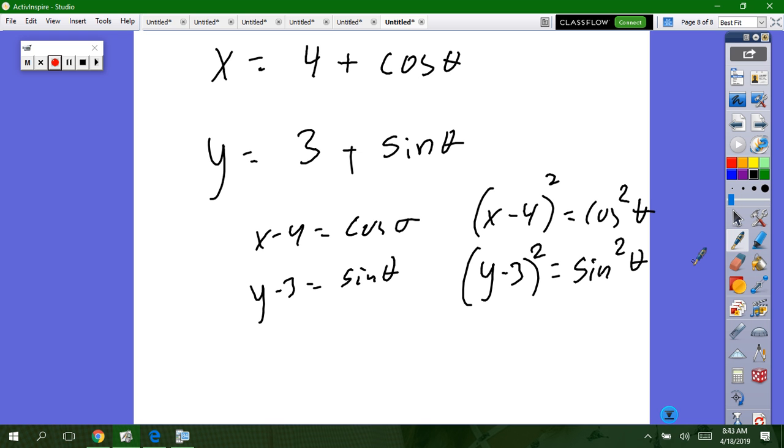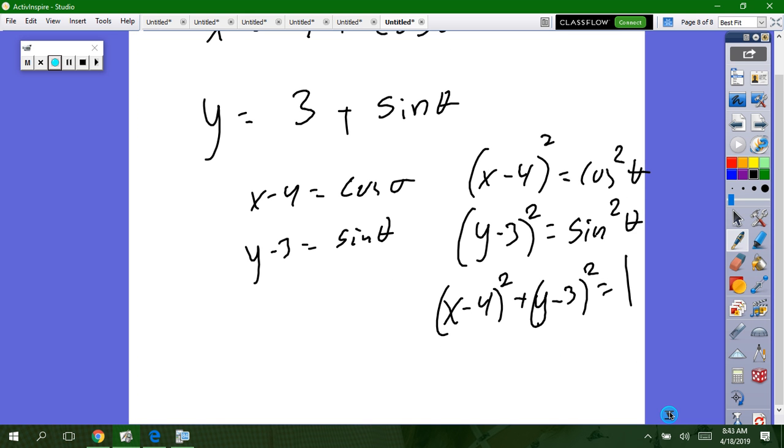Am I not right? Does that make sense, everybody? When I add these two rows together, I'm going to get x minus 4 squared plus y minus 3 squared equals 1. Could we graph that if we wanted to? Sometimes it's nicer to graph it in the rectangular form than it is the parametric. Can anybody tell me what shape this is still? Still a circle, but what happened? Our center has been shifted. Instead of being at 0, 0, our center's at 4, 3.